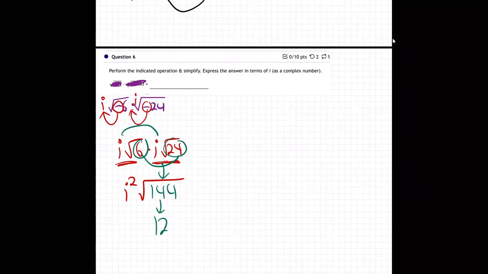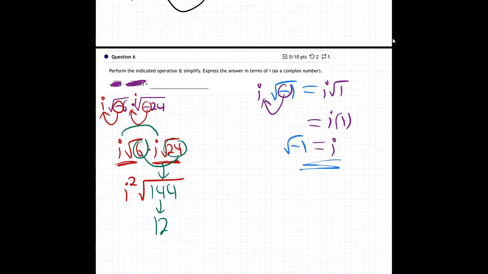Well, to figure out what i squared is, let me mention something over here. What's the square root of -1? Well, remember what negatives always do? They kick out an i, so it's i square root of 1, right? And what's the square root of 1? It's just 1. And what's 1 times i? It's just i. So my point in all that is the square root of -1 is just i.